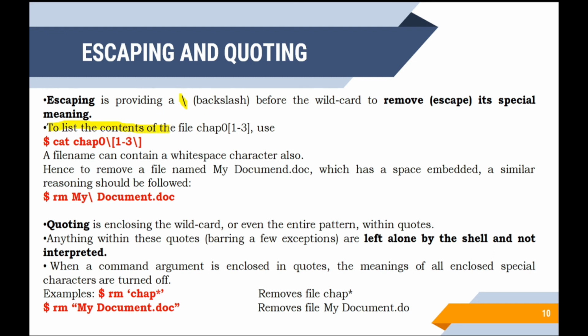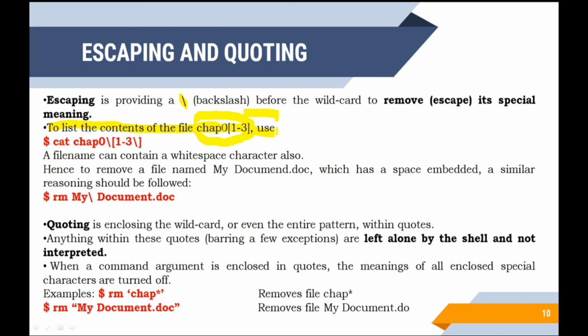So just here, to list the contents of the file which is present as chapter 0[1-3], the file name is only chapter 0 square bracket 1 dash 3. Don't think that it is going to display the chapters in the range between 1 to 3. No, this is my file name. Don't get confused here. This is my file name. If I directly execute this, it is going to display the three files, that is chapter 01, chapter 02 and chapter 03.